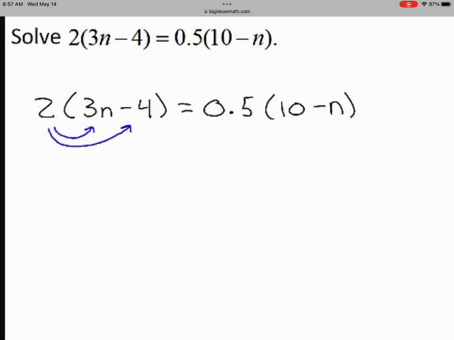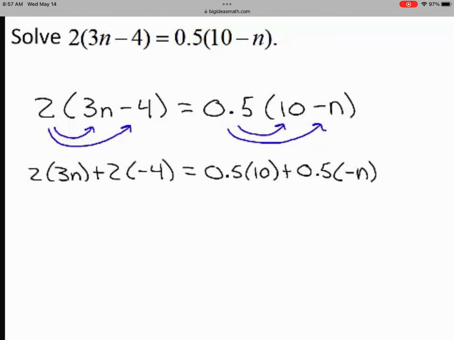Then use the distributive property on the right side of the equation. Multiply 5/10 times 10 and 5/10 times negative n. 2 times 3n plus 2 times negative 4 equals 5/10 times 10 plus 5/10 times negative n, which simplifies to 6n minus 8 equals 5 minus 5/10 n.